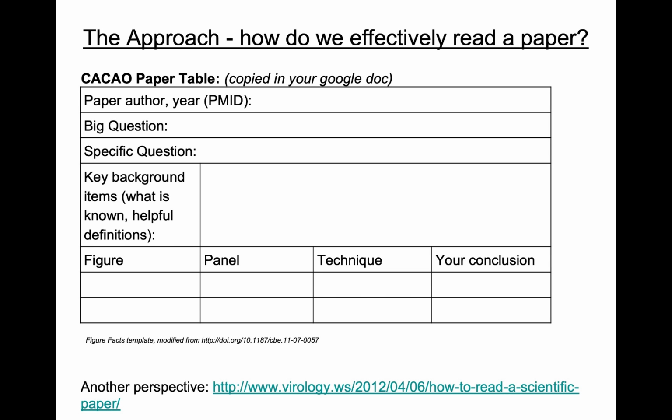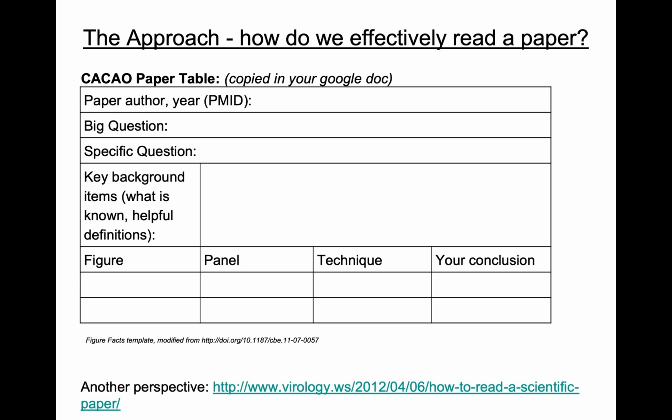In terms of reading the paper, there are certain things we want you to get out of each of these papers in order to make an annotation. What we've actually done is provide you with a template, which is this little table that's in your Google Doc. And the idea is every time you read a paper, you're going to copy this table and fill it out for each one.